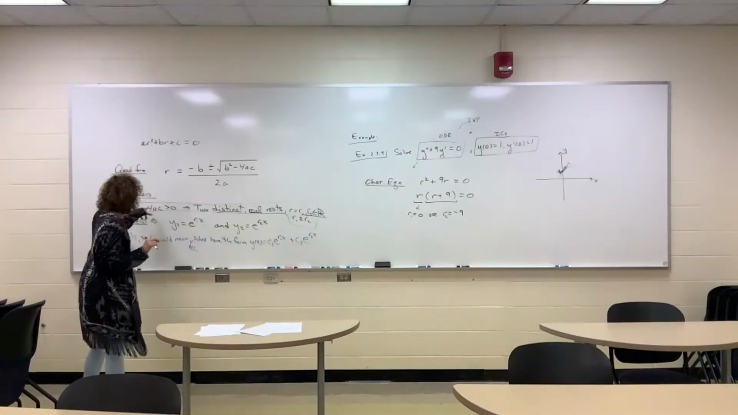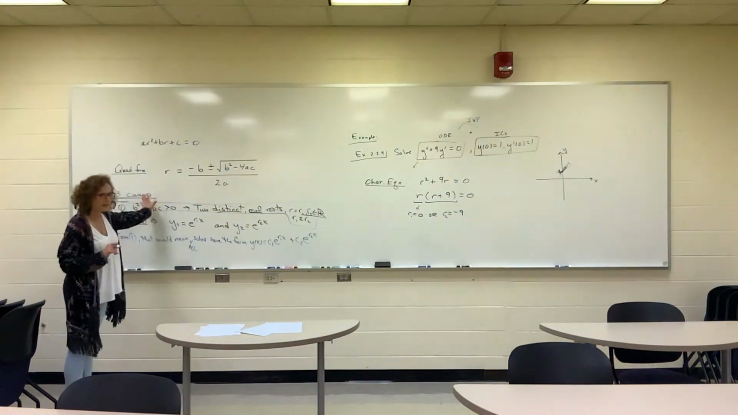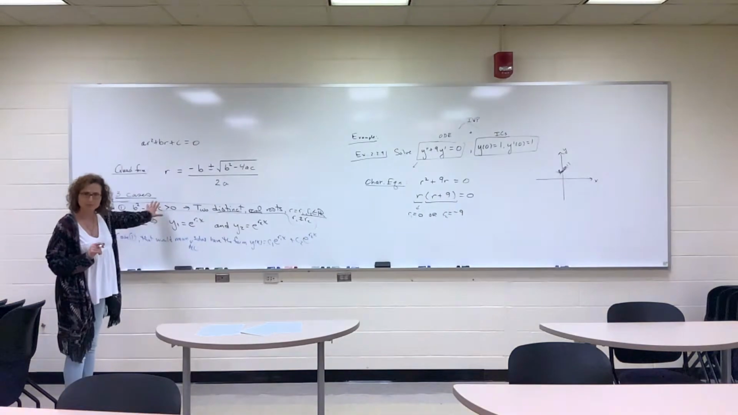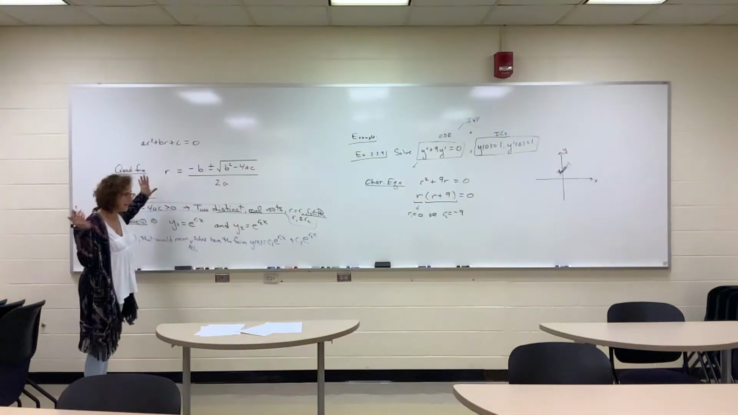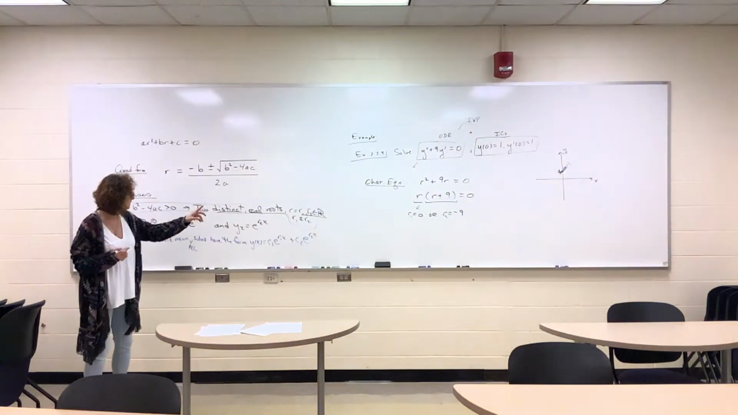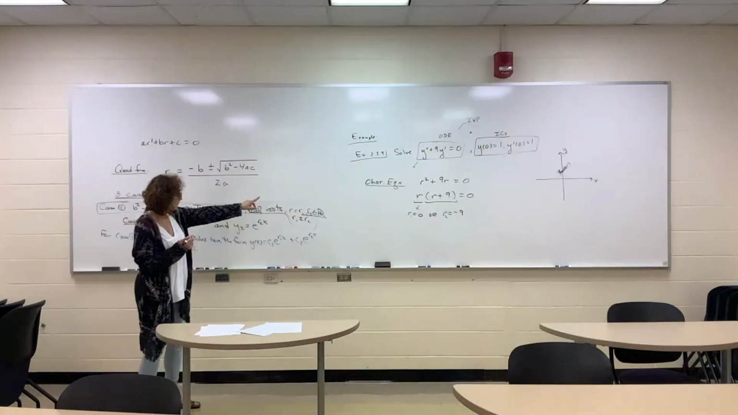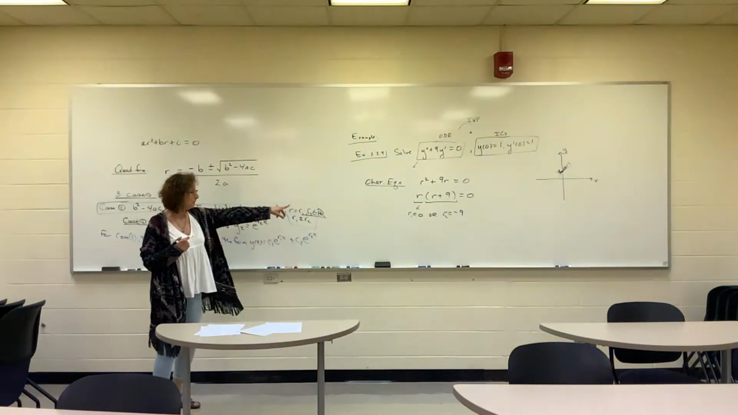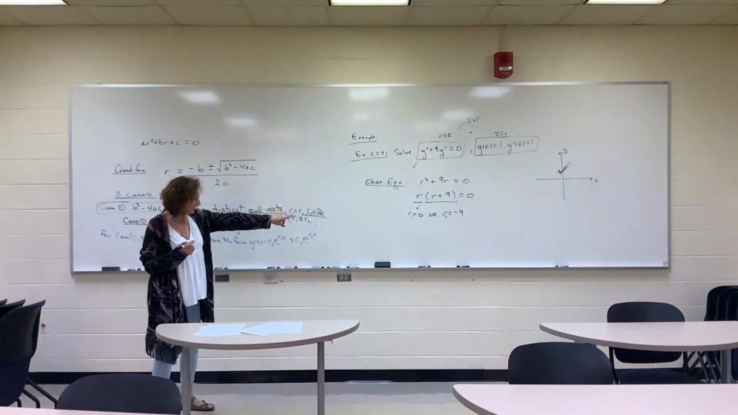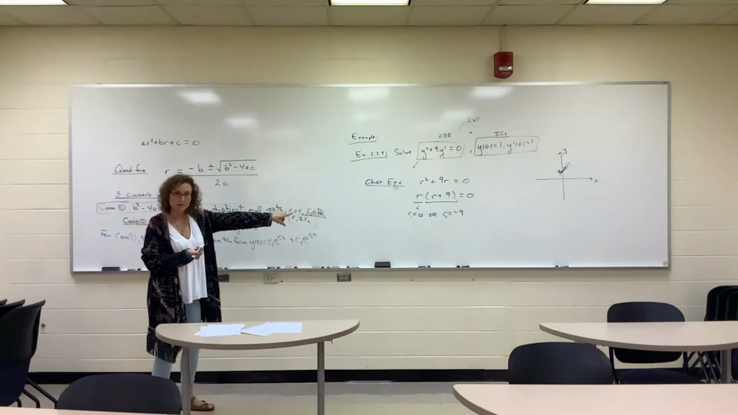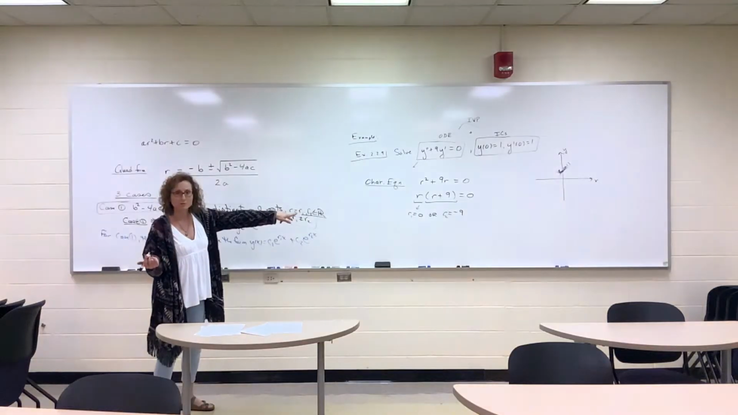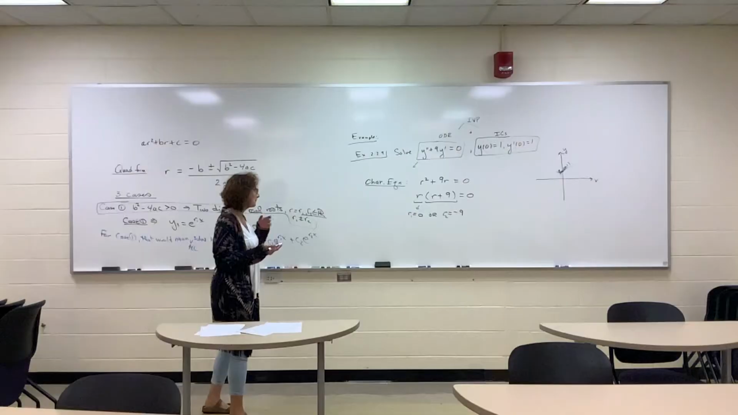We are in case 1, not because we checked that b squared minus 4ac is positive. That's not what we did. How do we know we're in case 1? We wrote down the characteristic equation and we got two distinct real roots. 0 and -9 are both different real numbers. They're both real numbers and they're not the same real number.